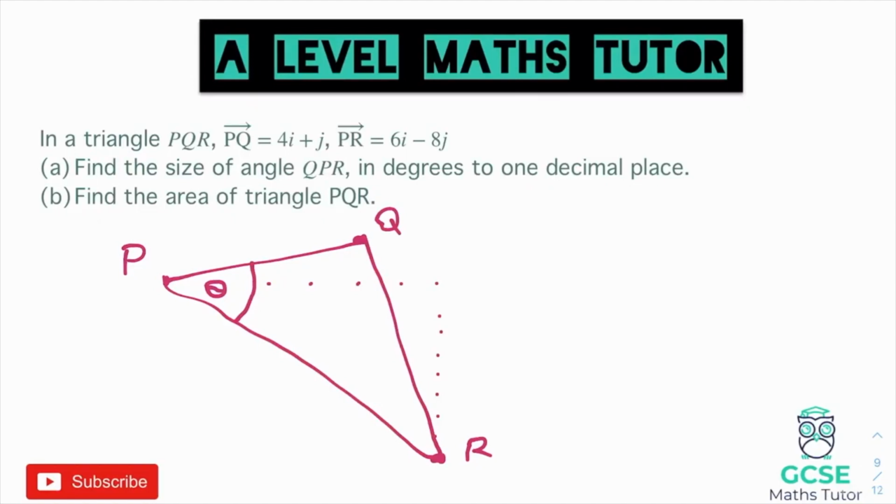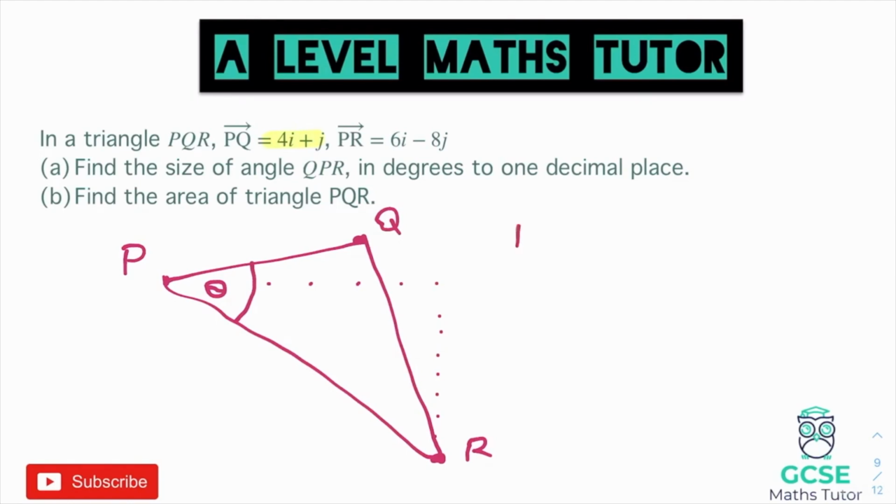So looking at this then, what sides can we find the length of, or in other words, the magnitude? Well, we can do that for P to Q, and we can do it from P to R. So let's start with one of them. Let's go for P to Q to start with. Now here's our little notation here. We've got 4i plus j, so we've got a distance of 4 and 1.